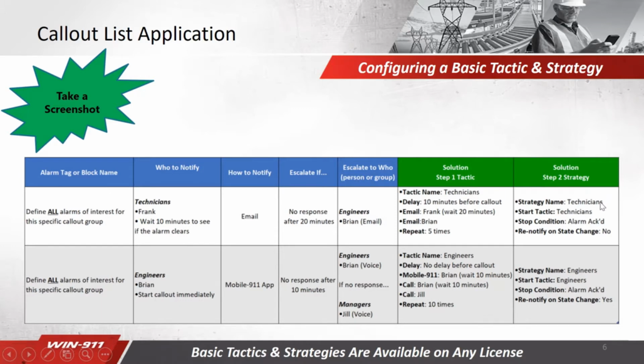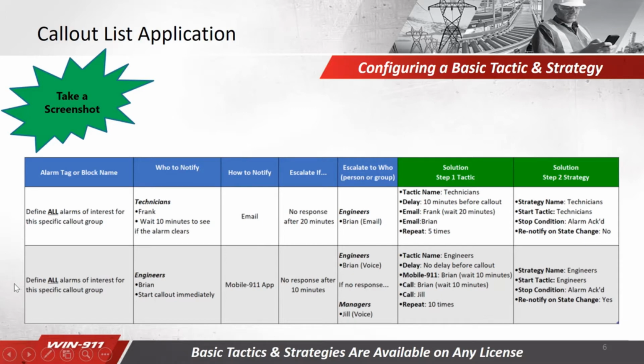We have here the name technicians. We'll start the tactic named technicians. So this strategy will point to this call-out list we will define. Inside of the strategy, we'll have the stop condition for the call-out when the alarm is acknowledged. If any state changes occur, for example, the alarm goes active to inactive or the alarm becomes acknowledged, the call-out stops. In this example, we chose not to configure re-notification.